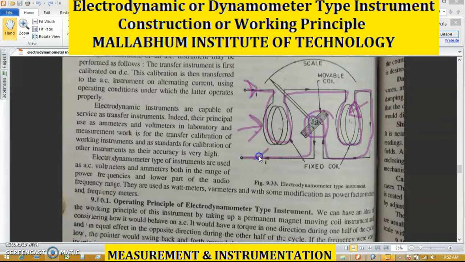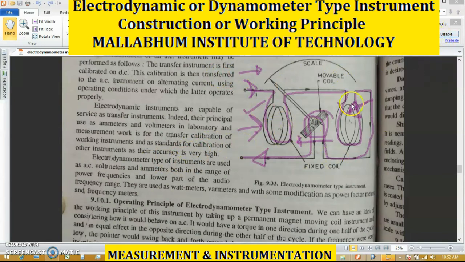That is the main thing in the case of the electrodynamic type instrument. It is said that when AC current is passed through this arrangement, the current direction of these two magnetic coils and the current direction of the moving coil, which is pivoted between these two magnetic coils, are reversed. That is the main principle of this electrodynamic type instrument.